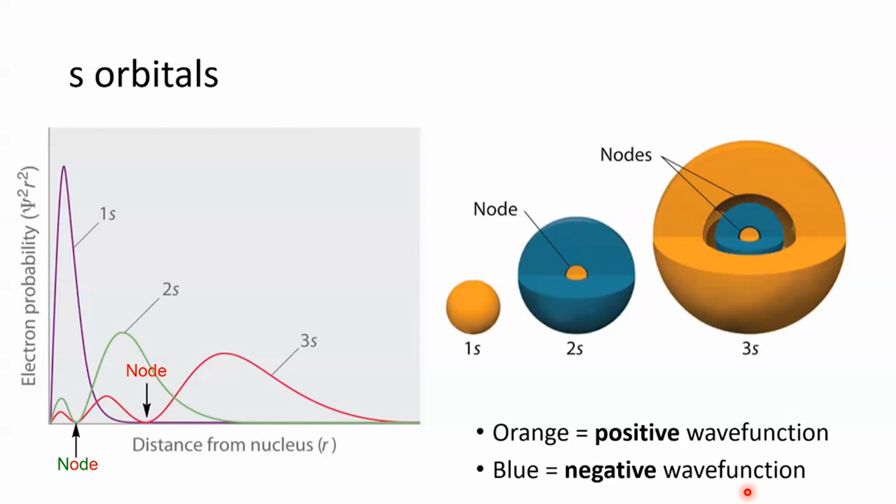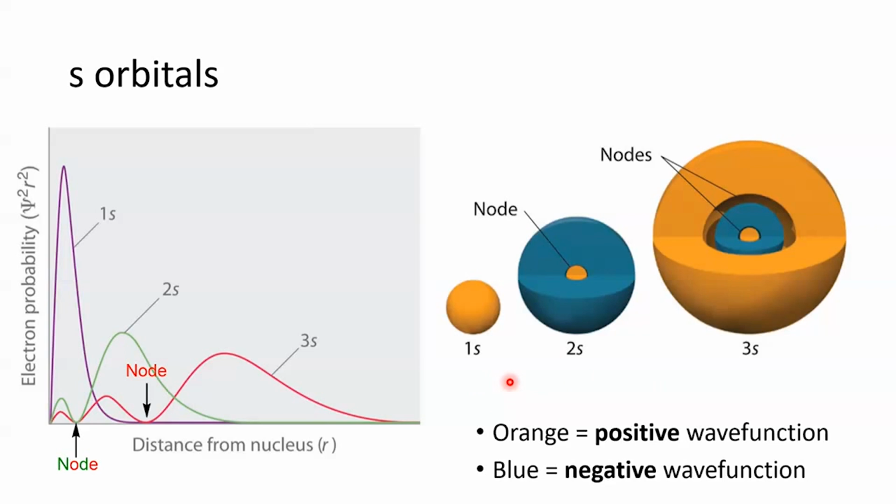So to get around that problem, usually chemists don't talk about positive and negative. They colorize the orbitals, with one colour corresponding to positive, the other colour corresponding to negative. That way we're not having multiple different meanings of positive and negative within our molecules. So here, if you see orange, we're talking about a positive wave function. If you see blue, we're talking about a negative wave function.